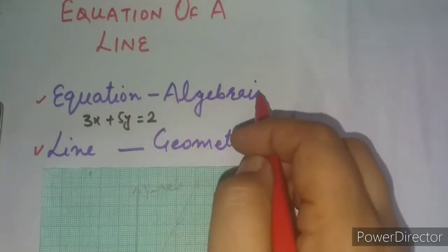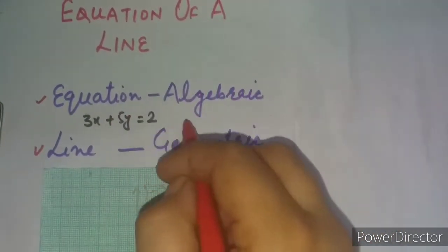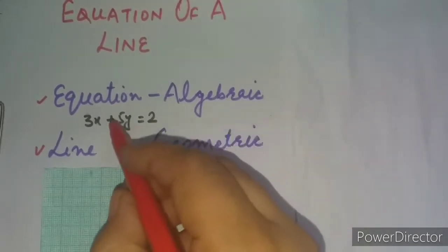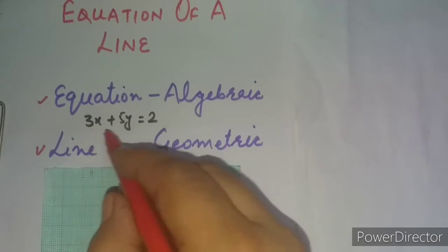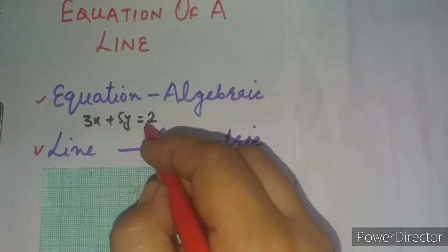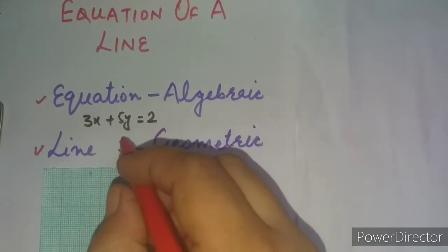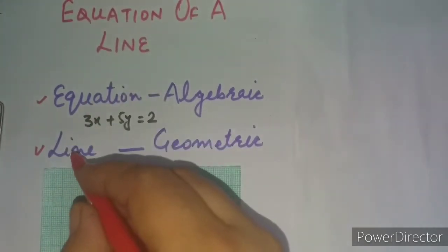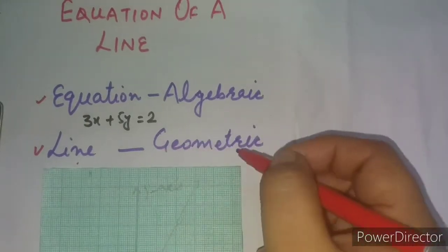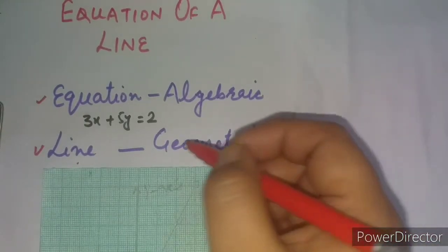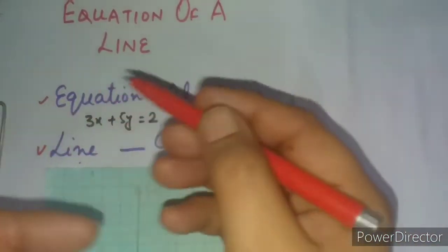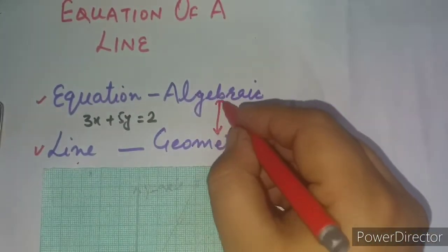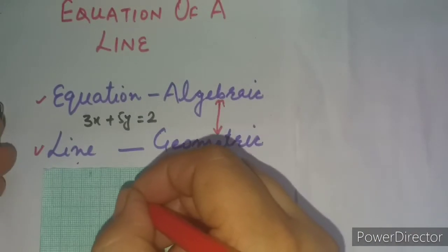Equation is something related to algebra. Algebraic equations, so many you have seen, like linear equations, quadratic equations. Such equations you have seen a number of times in previous classes also, and in this class also, right? Then there is another word, that is line. Whenever we think about a line, line means something related to geometry. Now equation of a line, how we are going to club this algebra with this geometry, this is the beauty of this topic, right?